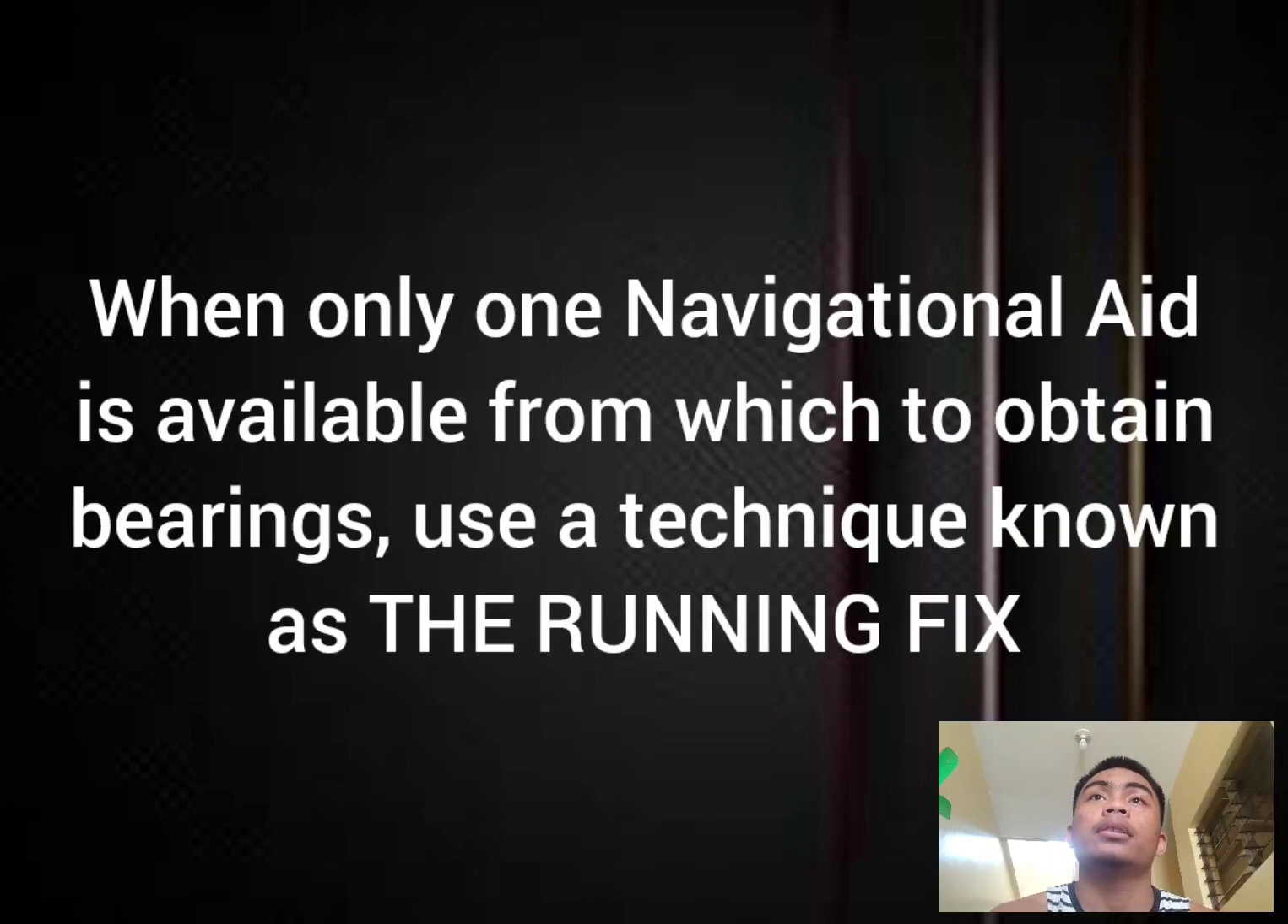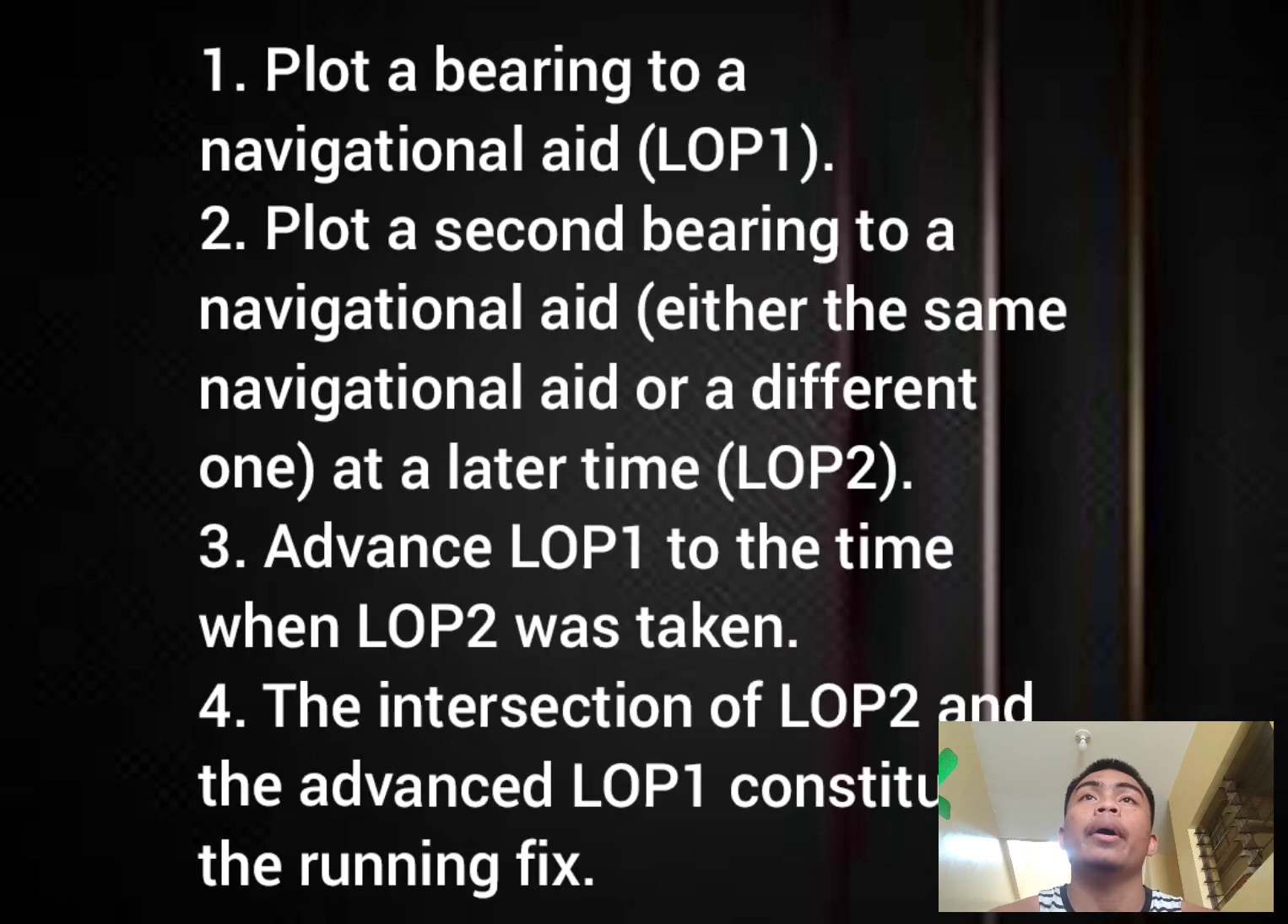So, running fix. When only one navigational aid is available from which to obtain bearings, use a technique known as the running fix. The method of obtaining a running fix is, first, to plot a bearing to a navigational aid, line of position 1. Then plot a second bearing to a navigational aid, either the same one or a different one, at a later time, line of position 2. Advance LOP1 to the time when LOP2 was taken. The intersection of LOP2 and the advanced LOP1 is considered the running fix.